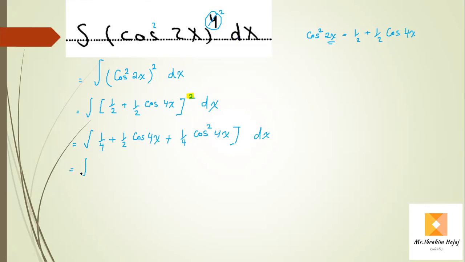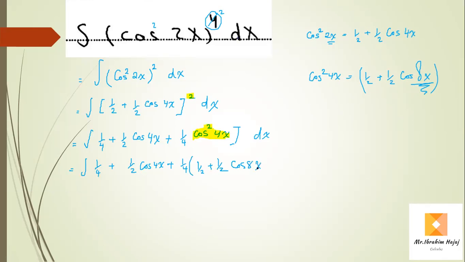We can write it again as 1 over 4 plus 1 half cosine 4x plus 1 over 4, and replace this cosine squared 4x. Replace cosine squared with half plus half cosine 8x. Bravo. So cosine squared 4x is 1 over 2 plus 1 over 2 cosine 8x. The 1 over 4 is still multiplied by all this, so I put here half plus half cosine 8x, dx.